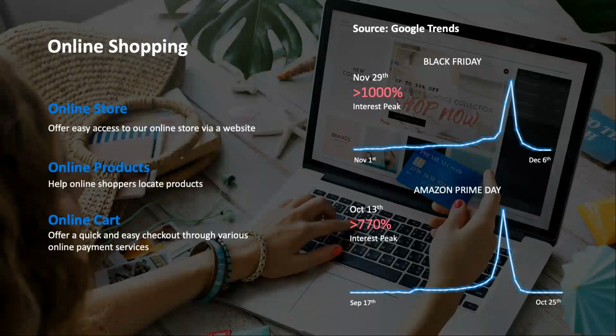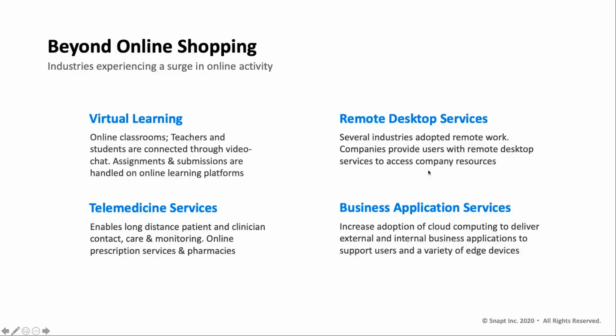We also had Amazon Prime Day, and that was just 2.5 weeks ago. I think it was October 13th and 14th, with about a 770% interest peak. And as you can see, there's a pretty big difference in the graph when it comes to the level of traffic that gets generated of people coming into our website. I'm sorry, let's move on to the next slide.